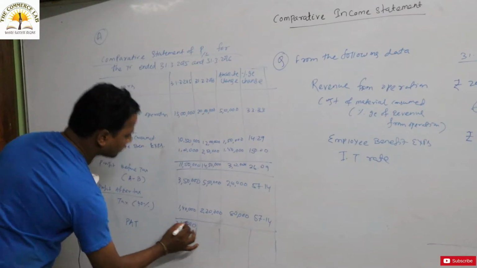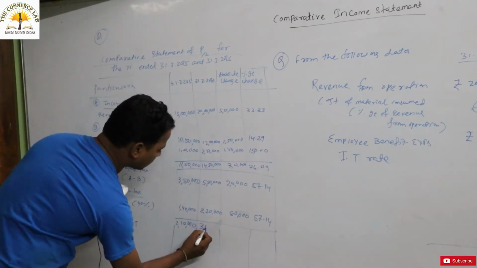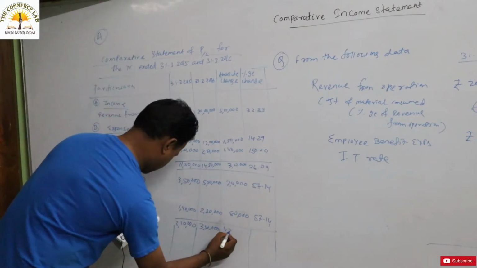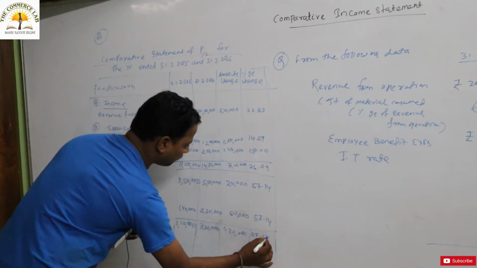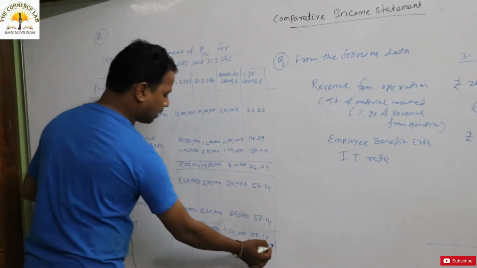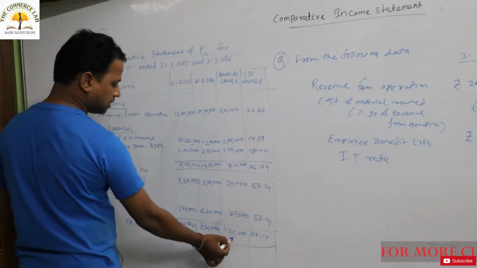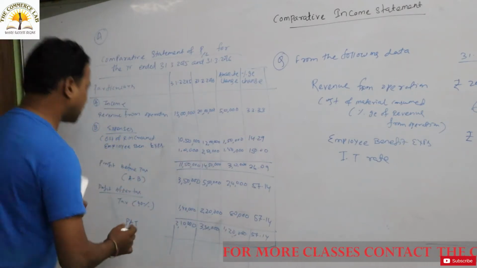2,10,000. Next 5,50,000 minus 2,20,000, that is 3,30,000. Next 2,00,000 minus 80,000, that is 1,20,000. Then 57.14. So while calculating this percentage, don't deduct it. Simply, this is the change by original into 100. Just put it so that you can get it.